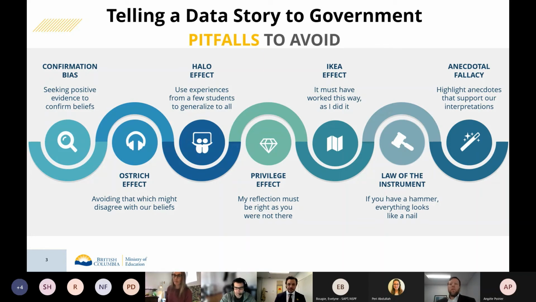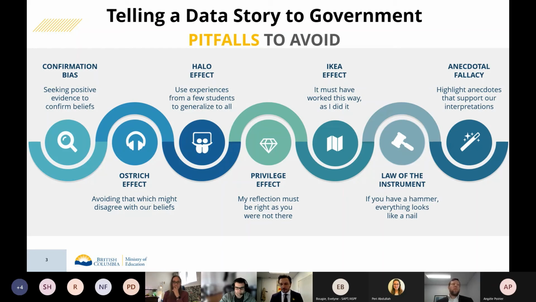Halo effect: using experiences from a few, in this case students, to generalize to all. Again, this is stereotyping. This is, you know, all those types of things that, in a cognitive space, are understandable. In a public policy space, we really have to disrupt and break that apart.